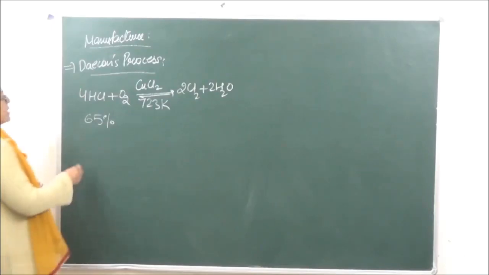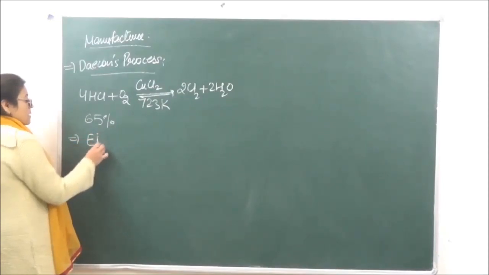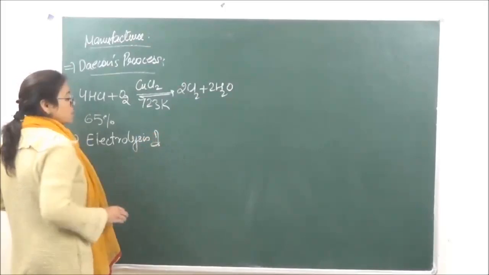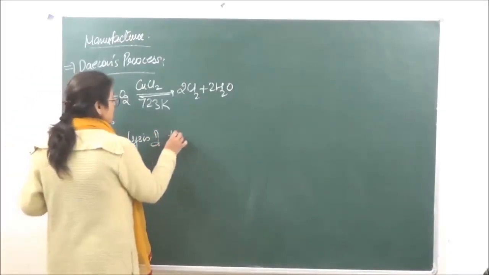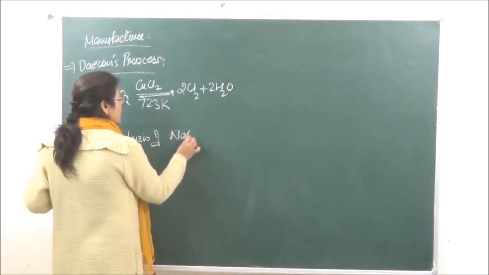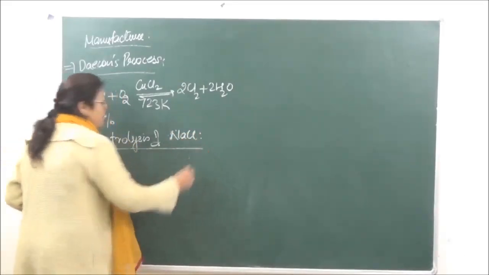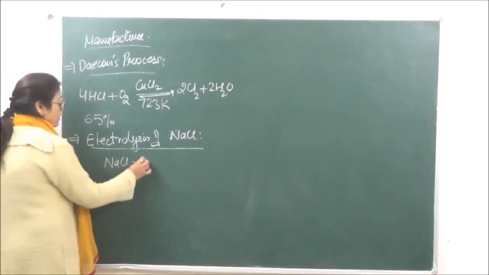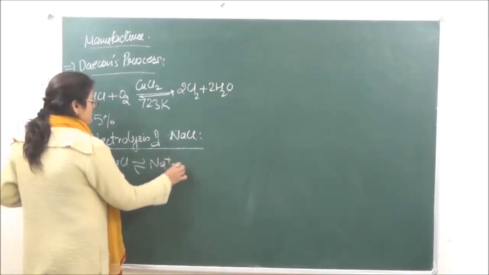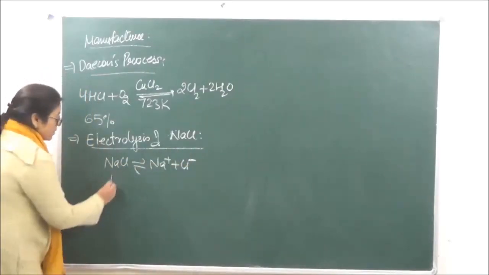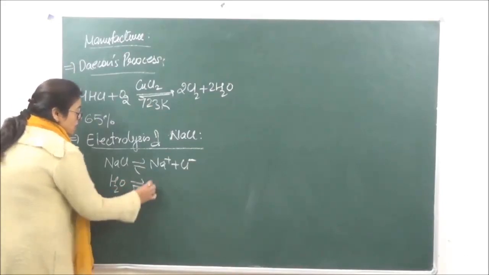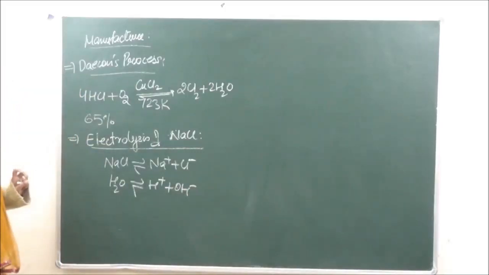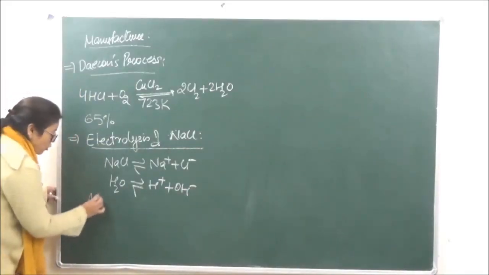The second process is the electrolytic process. Electrolysis of what? Aqueous NaCl. If you remember this reaction, we've already done it in electrochemistry. Aqueous NaCl gives us Na positive plus Cl negative, and because it is aqueous, H2O gives us H positive and OH negative. Then the reaction at the cathode.